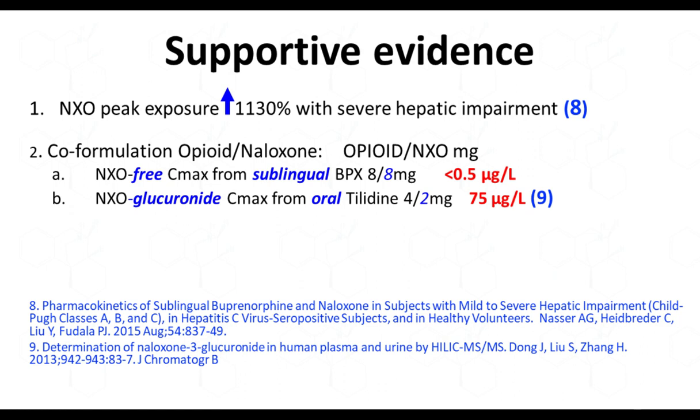Also, if you look at the concentrations that are measured in pharmacokinetic studies, this is for free naloxone with sublingual buprenorphine naloxone. That's an 8 to 8 milligram mix. You see, as expected, very low concentrations of free.